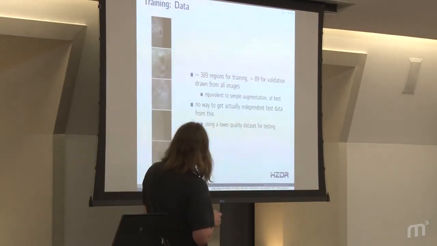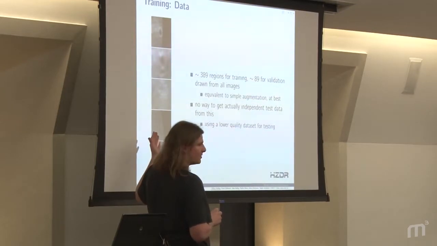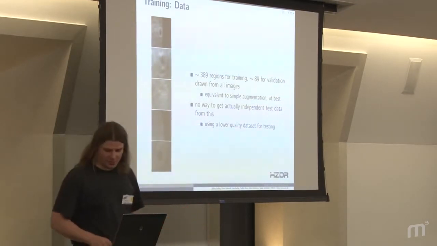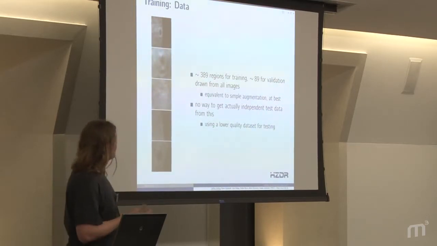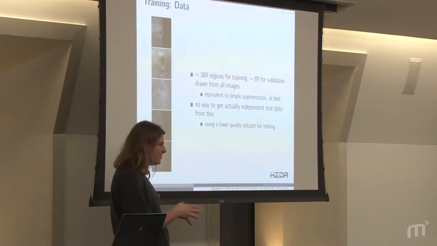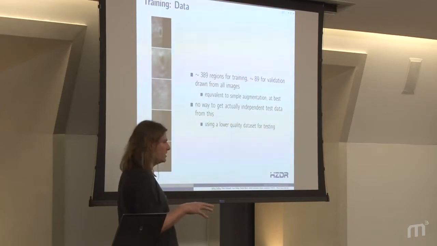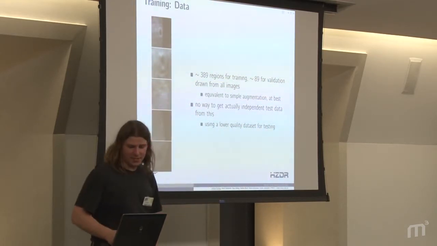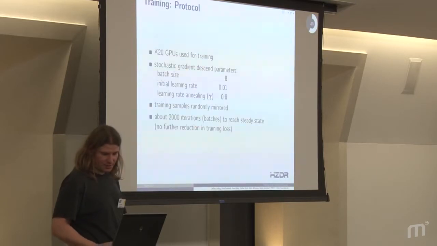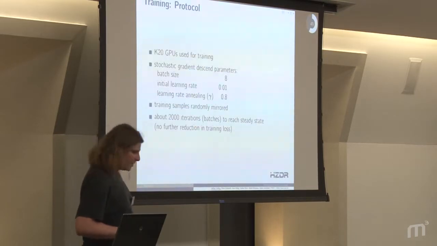Independent test data would mean we need to reserve another data set from this. That's really not working. But we do have a lower quality data set, which is also from a different broken mirror, but it's really poor quality. It's not what the beam would actually look like. It's because when they did experiments, that's in the wrong stage of the laser, where the laser is not as clean as it would actually be. But we use this for testing and get some interesting results.